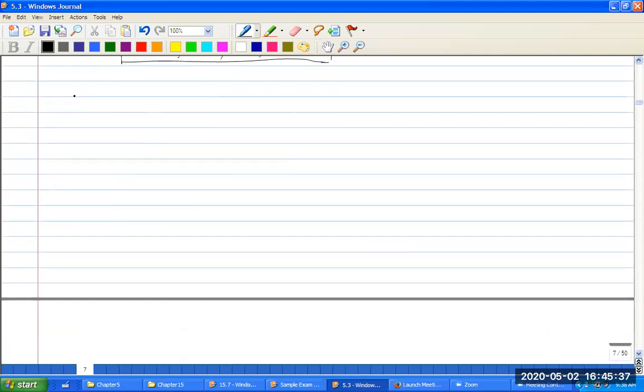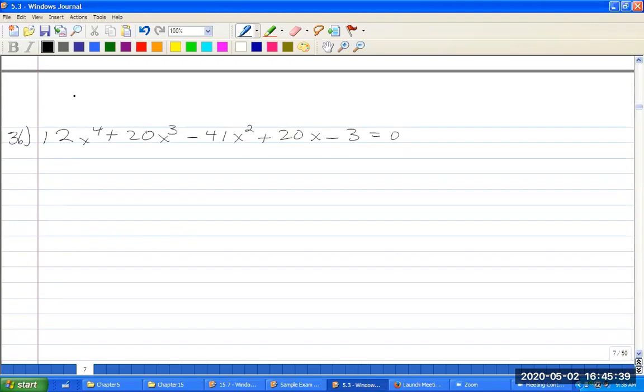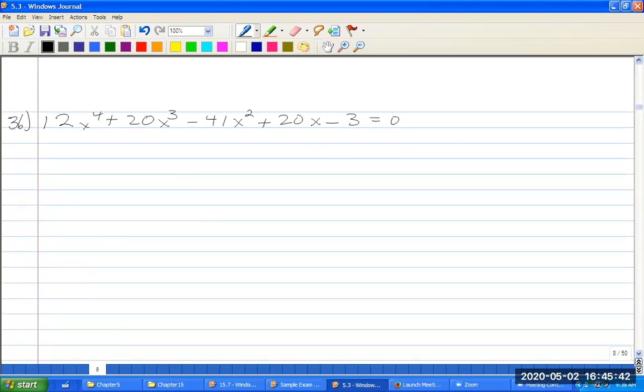Let me do problem number 36. Ooh. And so let's try 36. So p is factors of 3. 1, 3. Q, factors of 12. A lot of factors of 12. So 1, 2, 3, and then keep going down. 4, 6, and 12. So those are the factors of 12.